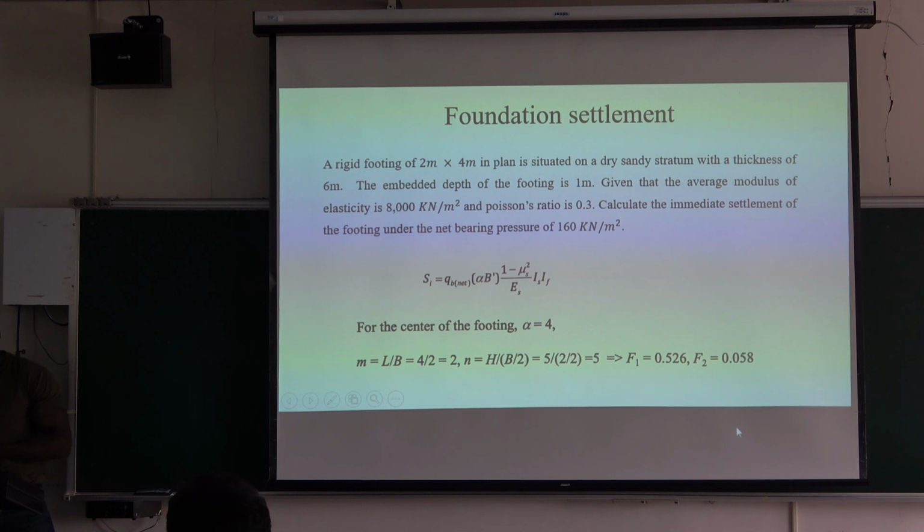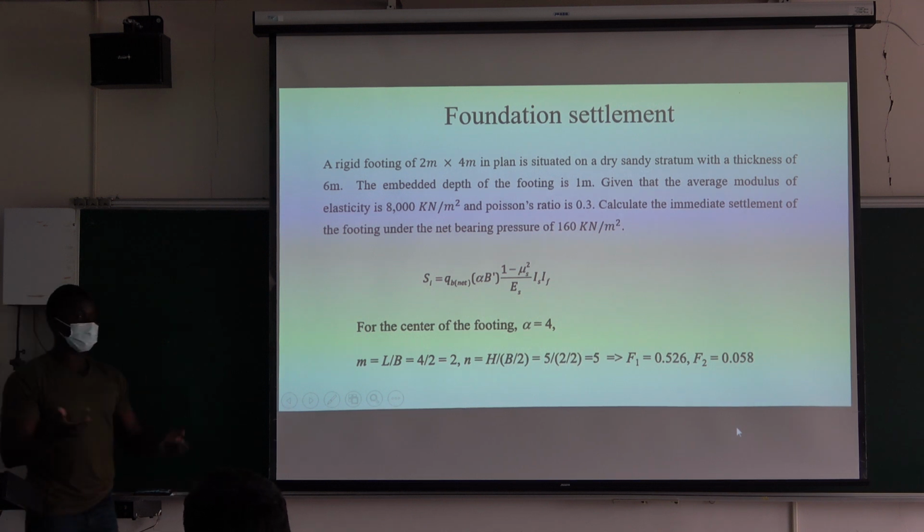Okay, so here we have one simple example. It says a rigid footing of 2 meters by 4 meters in plan is situated on a dry sand stratum. So it is on dry sand, with a thickness of 6 meters. So the thickness of the dry sand is 6 meters. The embedded depth of the footing, so the footing is only 1 meter in the ground. Given that the average modulus of elasticity is 8,000, so we know our modulus of elasticity, and the Poisson's ratio is 0.3, calculate the immediate settlement under the net bearing pressure.